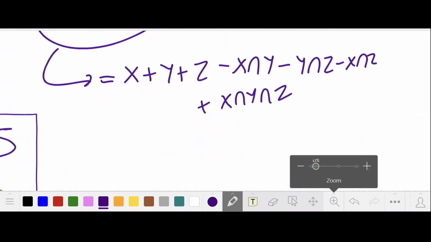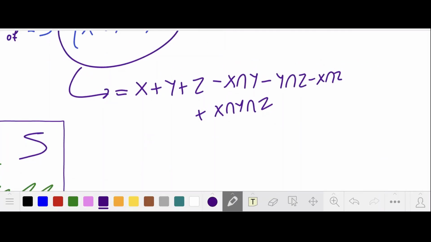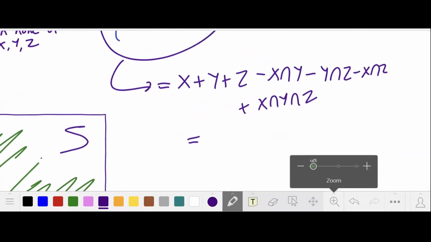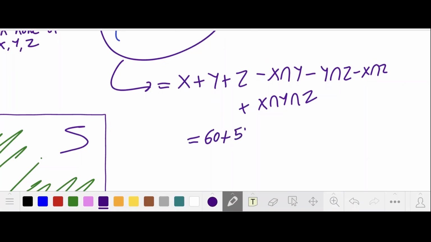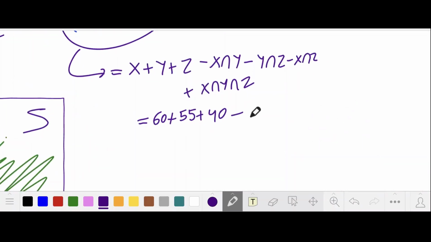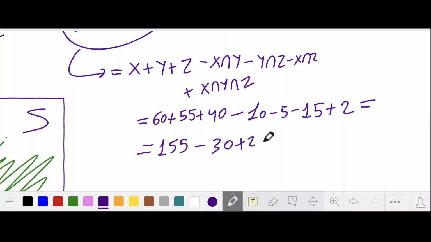Now, this is by far more simple, and it is equal to 60 plus 55 plus 40 minus 10 minus 5 minus 15 plus 2, which is the number of bacteria that contain all three plasmids. That is equal to 155 minus 30 plus 2. That is equal to 127.